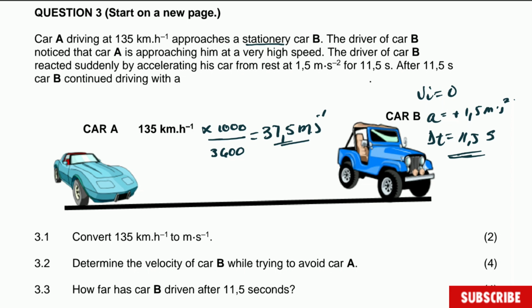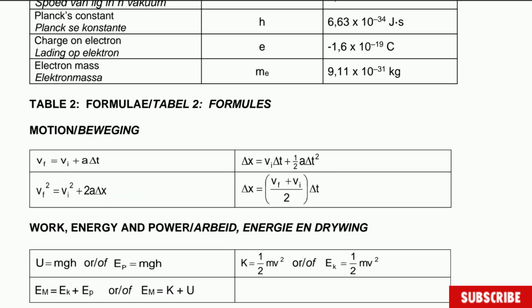Question 3.2: determine the velocity of car B while traveling to avoid car A. So here is the data we have, and according to that data, we have to select a formula that we can use to calculate what they are asking us. Now guys, what you have to do is get this data, go to the formulas of motion. We're working with motion, so we're going to look for the formulas of motion, and out of these formulas, we're going to look for which one can help us.